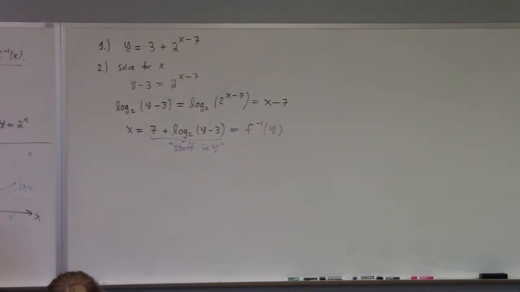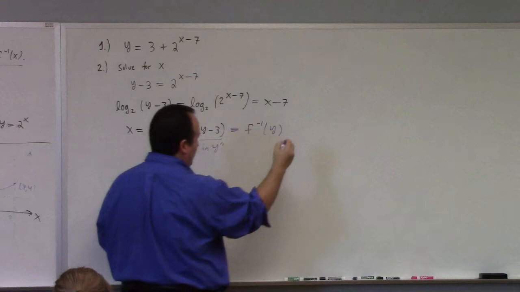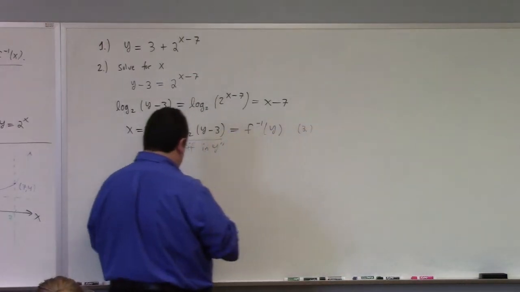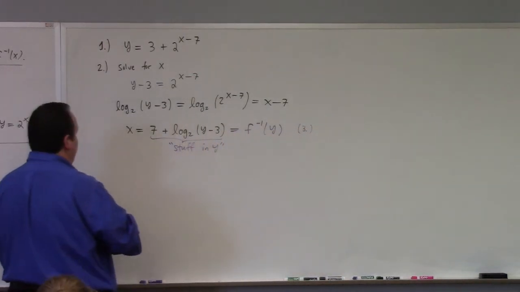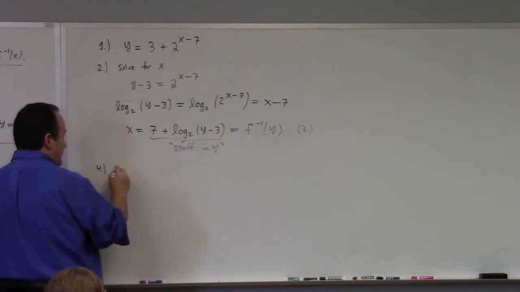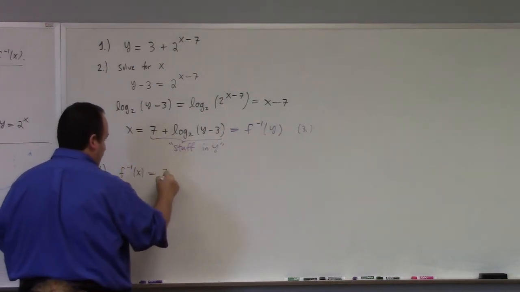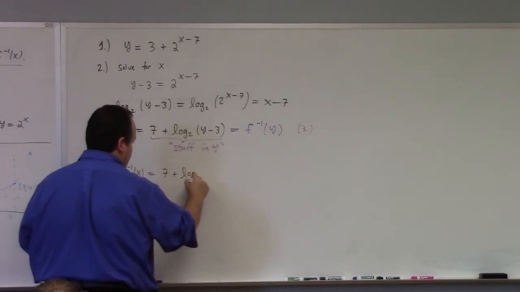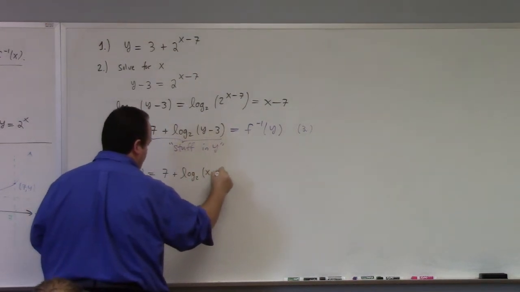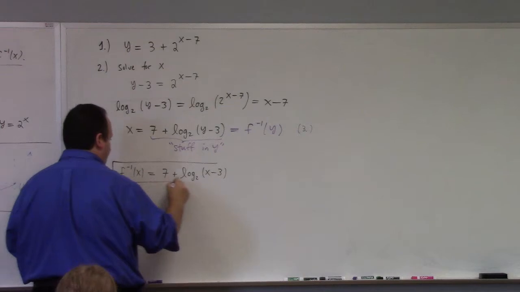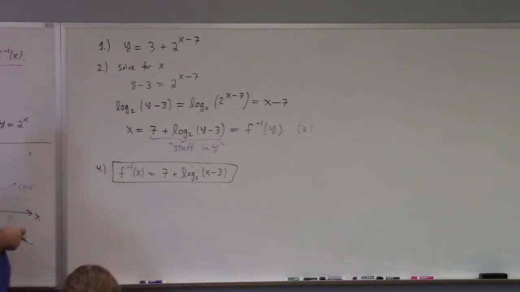So final move here. That was step 3, by the way. Step 4 then was to switch y to x. So I have f inverse of x is equal to 7 plus log base 2 of x minus 3. So there you go. That's the formula for the inverse.